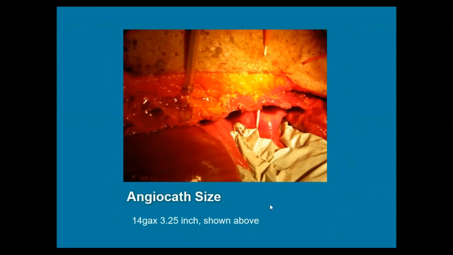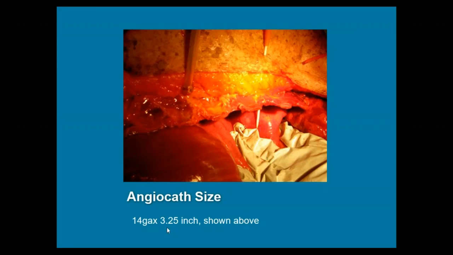Okay, this shows, this person's dead, by the way. This shows probably a 14 gauge angiocath, 3 1/4 or 3 1/2 inch. That's coming through the chest wall, passing through into that pleural space. That's where the tip of that catheter has to be for that to work.